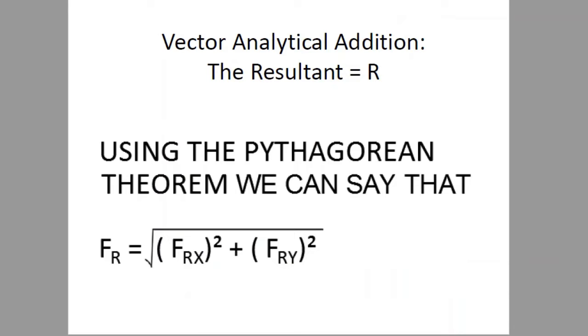So now that we see the accumulated forces and how they correspond to the resultant, we can use the Pythagorean theorem and say that the force resultant is equal to the square root of the F resultant's x component squared plus the F resultant's y component squared.